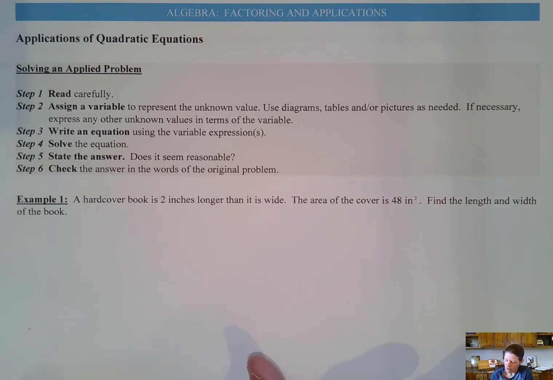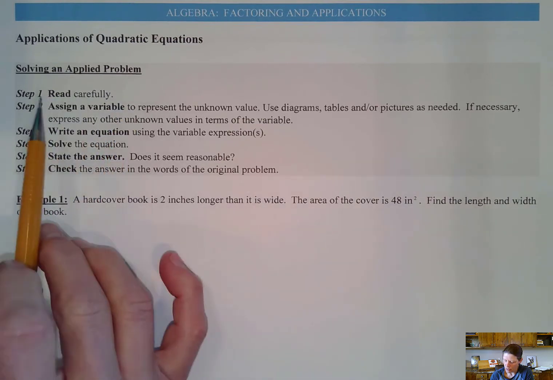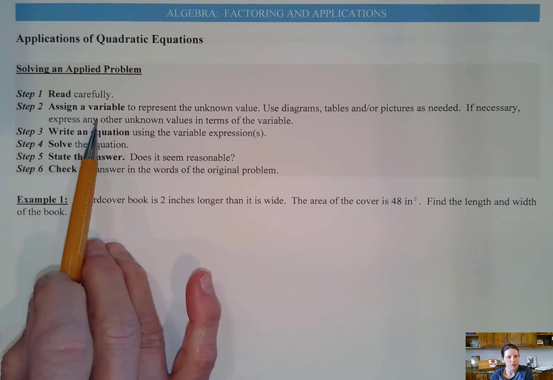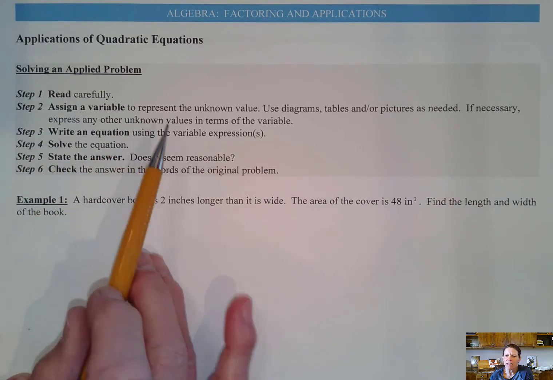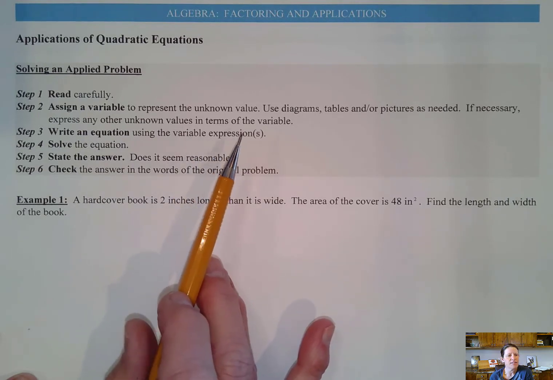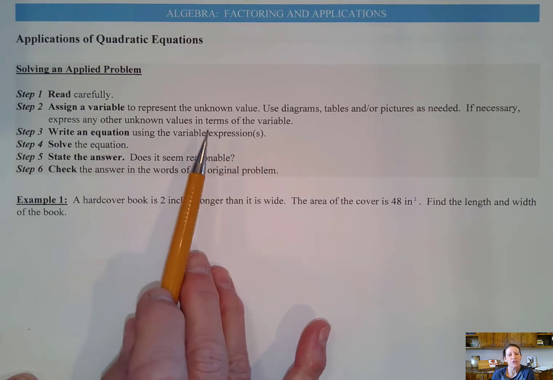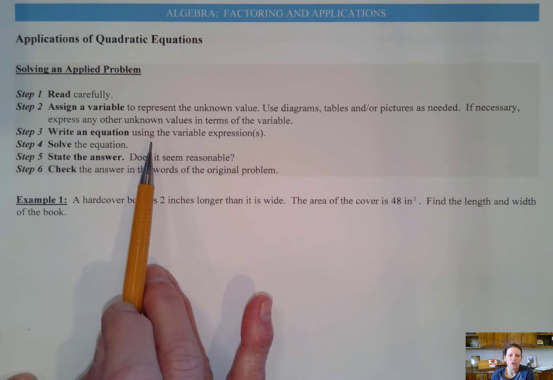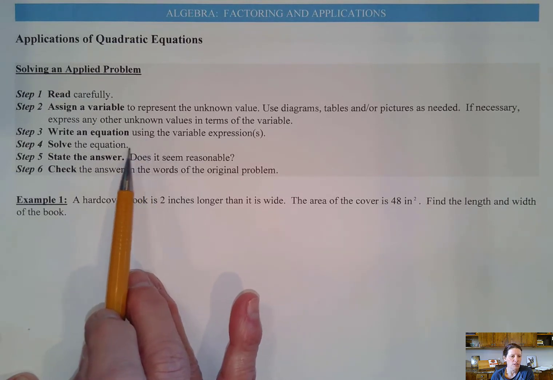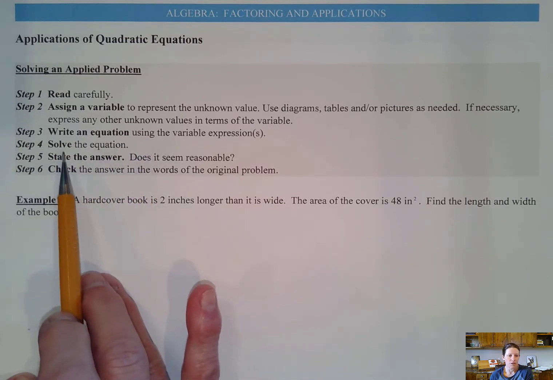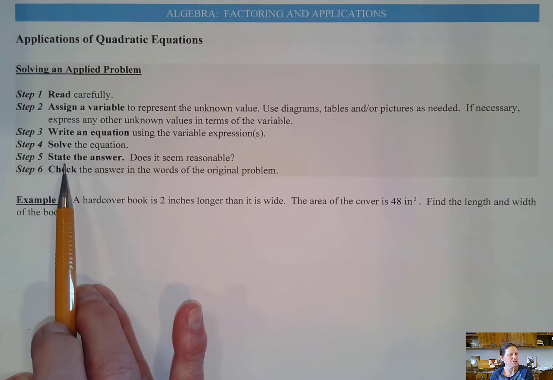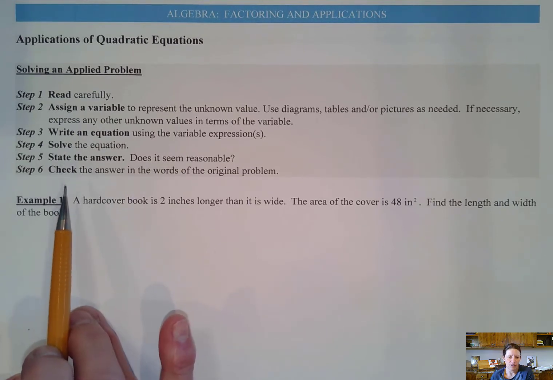Our steps to solve an applied problem are: Step 1, read carefully. Step 2, assign a variable to represent the unknown value. Use diagrams, tables, or pictures as needed. If necessary, express any other unknown values in terms of the variable. Step 3, write an equation using the variable expression or expressions. Step 4, solve the resulting equation. Step 5, state the answer. Does it seem reasonable? And step 6, check the answer in the words of the original problem.